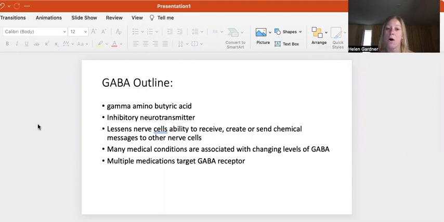Okay, a little outline on GABA. It stands for gamma aminobutyric acid, or some people just refer to it as GABA, which I'm going to do throughout this presentation just because it's easier. GABA is an inhibitory neurotransmitter. It lessens a nerve cell's ability to receive, create, or send chemical messages to other nerve cells. And many medical conditions are associated with changing the levels of GABA, and multiple medications target the GABA receptor.